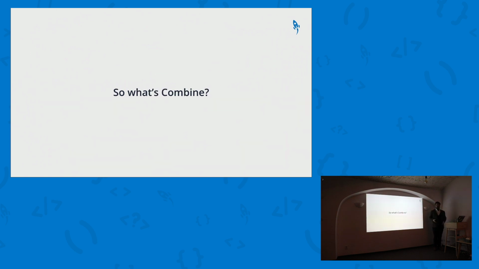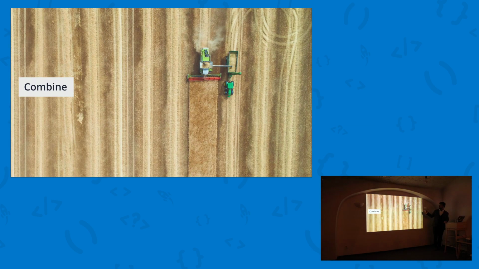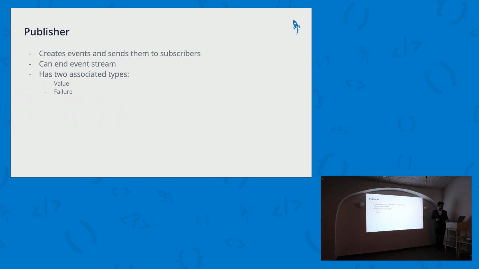So what's Combine about? What's Combine? Does everybody know what's Combine? This is Combine. It's a combine harvester, to be exact. And yeah, so Combine has publishers, as I showed you, and a publisher is something which creates events and sends them to subscribers. Important thing about publishers in Combine is that they can end the stream, and they have two associated types, which is quite an important thing. And one of them is value.